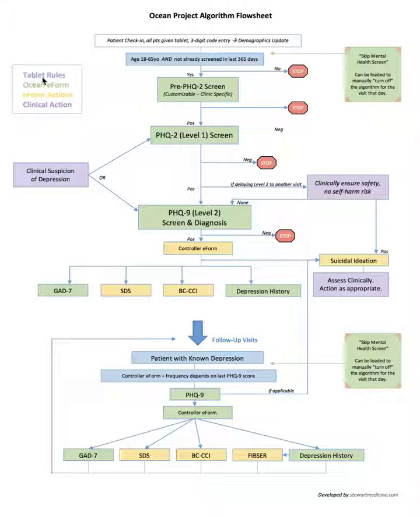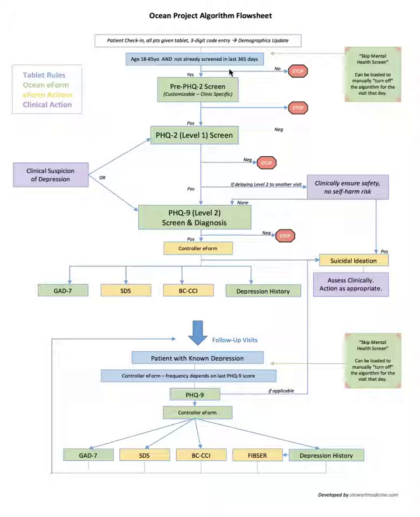A tablet rule refers to some programming that's done in the background on the actual Ocean portal site, and with that you can have different rules that will automatically bring up forms, E-forms or questionnaires for patients to complete based on certain rules or criteria. For example, in this algorithm, we're saying that if a patient is between ages 18 and 65 and hasn't been screened in the last year, they will automatically be screened when they're next in and given the tablet.